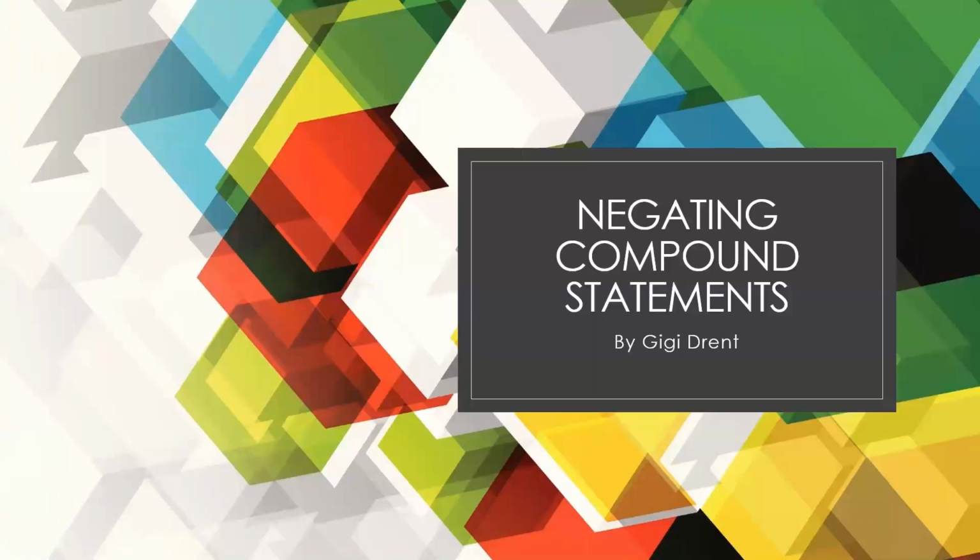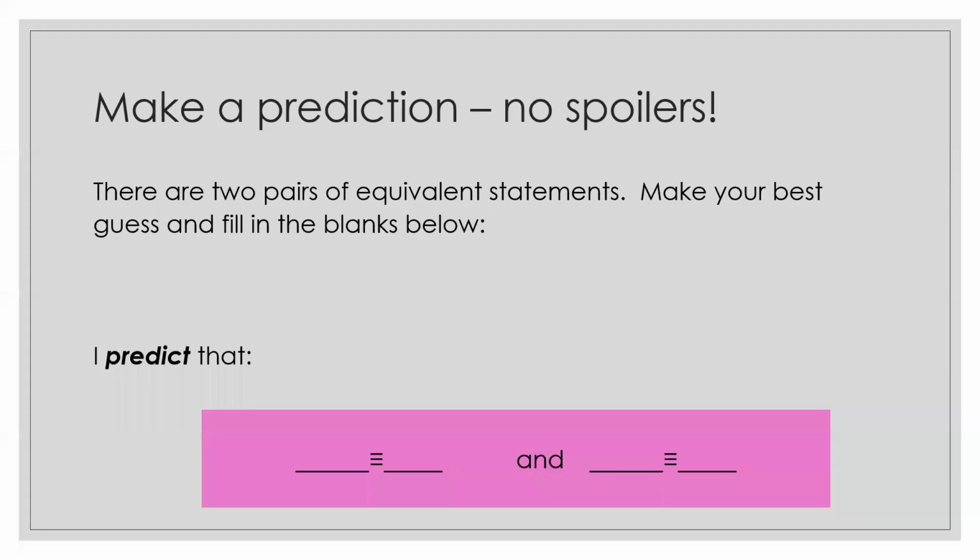In this video, I will be talking about negating compound statements. So let's get started. Okay, so negating compound statements. I'm going to let you make some predictions. Once I show you the statements here, there will be four of them, and that will make two pairs of equivalent statements. Make your best guess and fill in the blank.